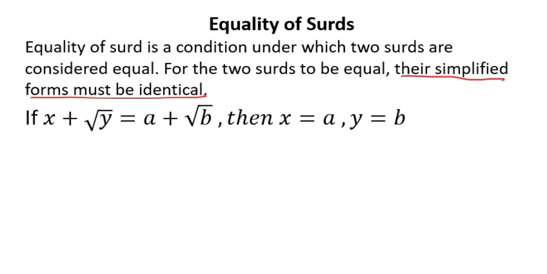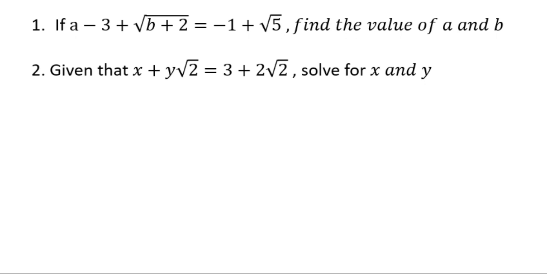Now we have an expression here: if x plus the square root of y equals a plus the square root of b, then looking at it, x is identical to what? a, and so x is equal to a. And since y is also identical in form with the square root of b, we can say that y is equal to b.